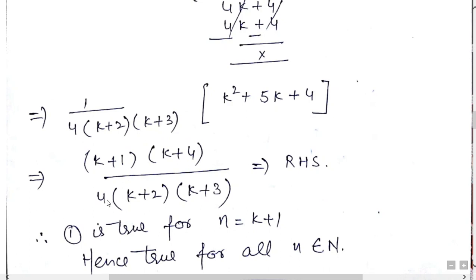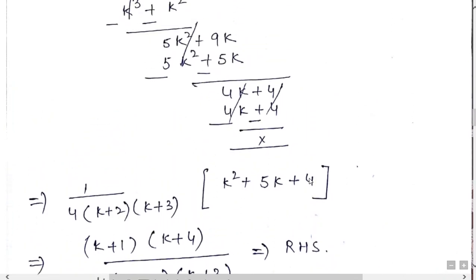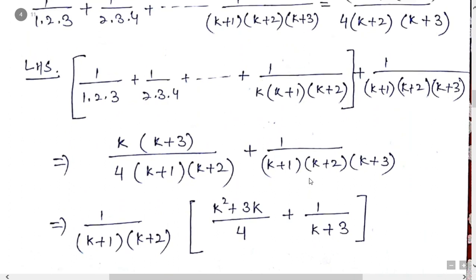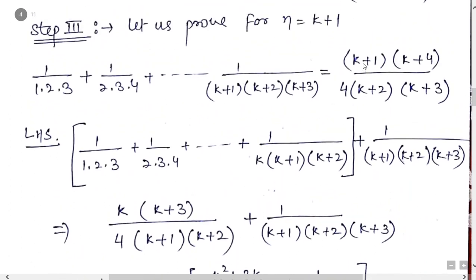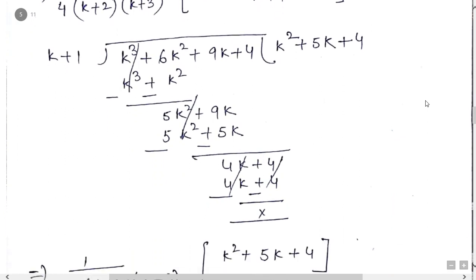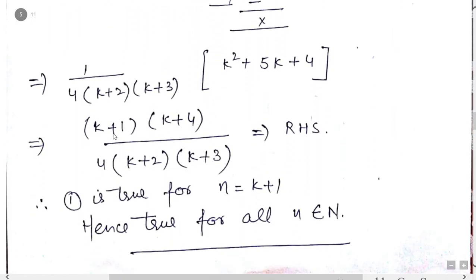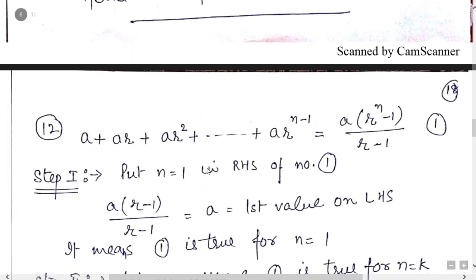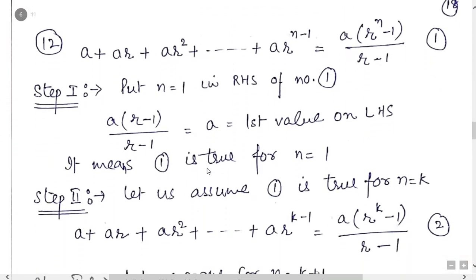K plus 1, k plus 4, 4 into k plus 2 into k plus 3 is equal to right hand side. Let us check the answer. Okay, this value, k plus 1, k plus 4, 4 into k plus 2 into k plus 3. Let us check. It is the same thing. K plus 1, k plus 4, 4 into k plus 2 into k plus 3 is equal to right hand side. It means true for k plus 1 and hence for all natural numbers. This question is the most important question.